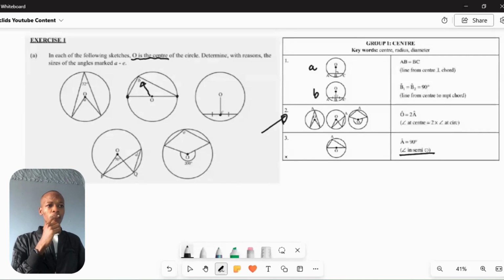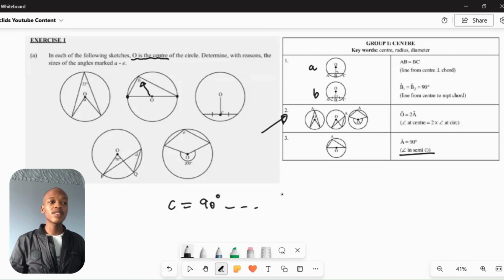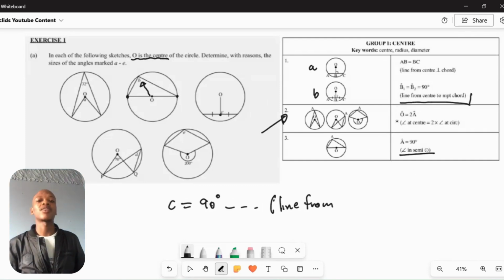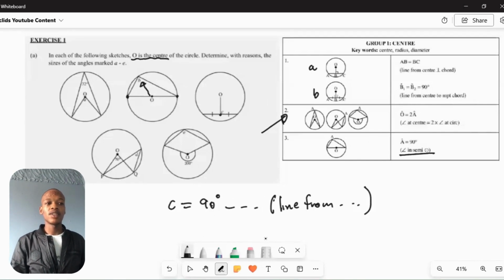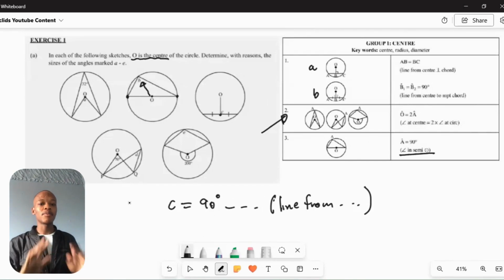What do I know about that? Let me go and check. That is 1B, inverse of theorem 1. So how can I then conclude? I can then conclude that C is equal to 90 degrees. How come? It's because line from center to midpoint chord. There it is. I don't even have to write that. I've just showed you. Right, let me not finish up here just because of time. To save time. Remember, here we just focus on basics, so we should be quick.